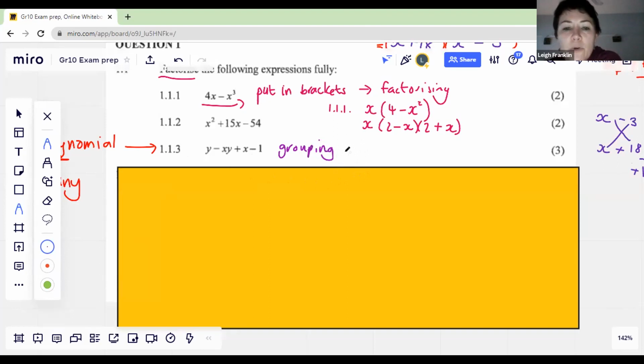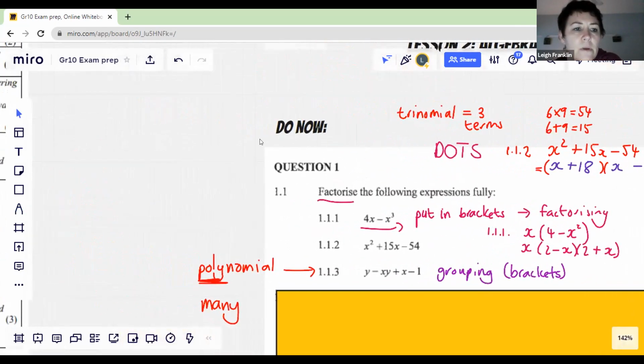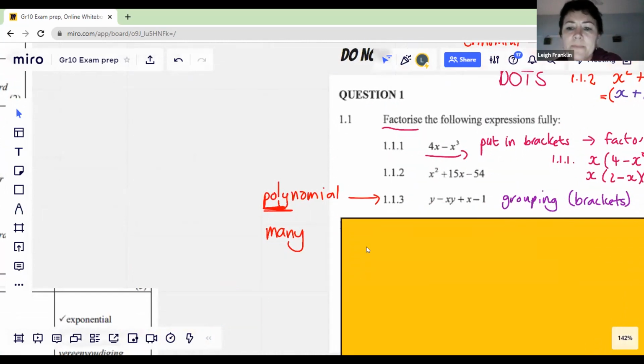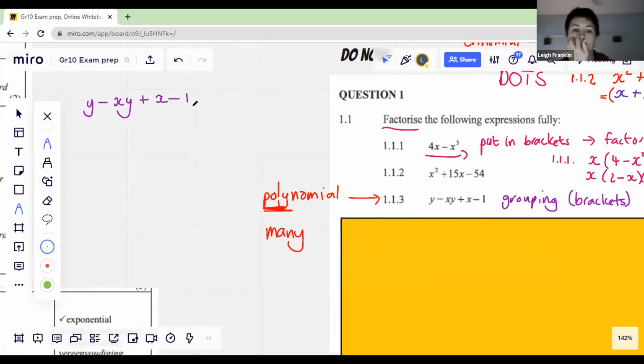Okay, so by grouping, we mean by using brackets. We have to first insert brackets into the expression. All right, so we would do it like this. Let's move that out of the way and give ourselves some space to write. Okay, so our expression is y minus xy plus x minus 1, right?